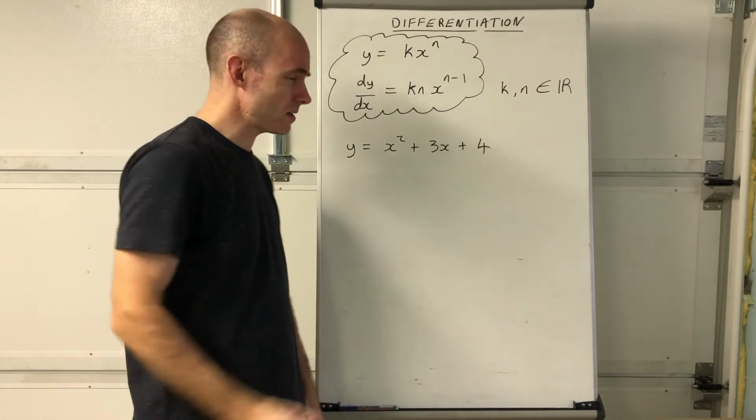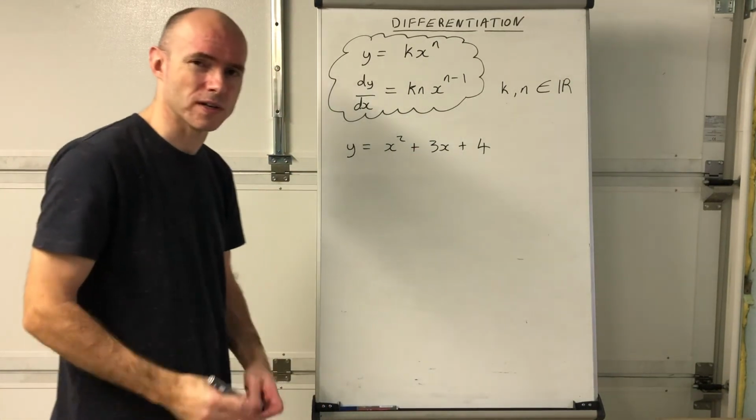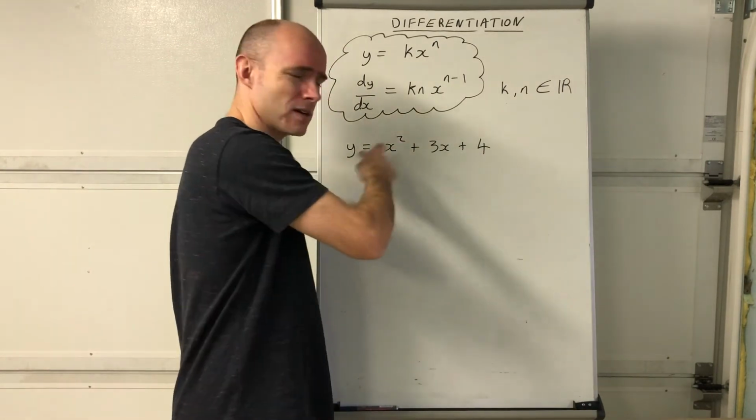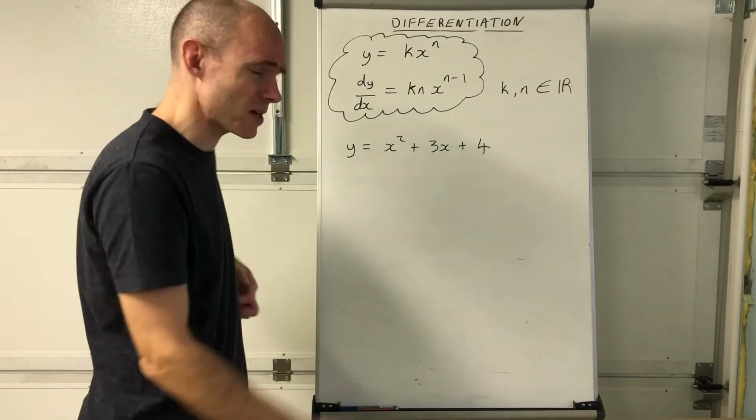So what's different about it? You've got 3 terms in your function here. What, did you think functions only had 1 term? Of course they haven't. This is a quadratic. It's got 3 different terms. You need to be able to differentiate things like this.